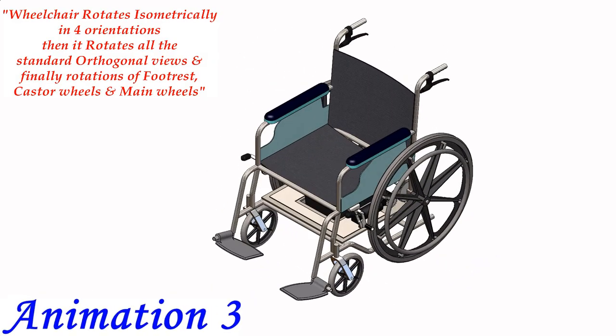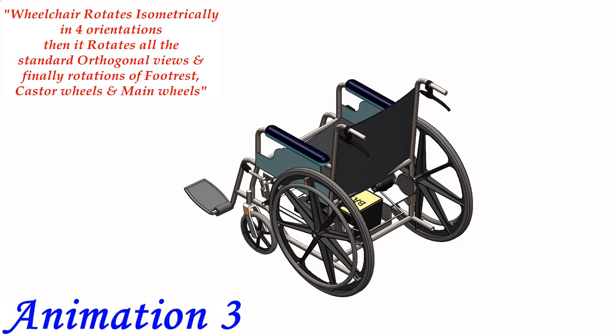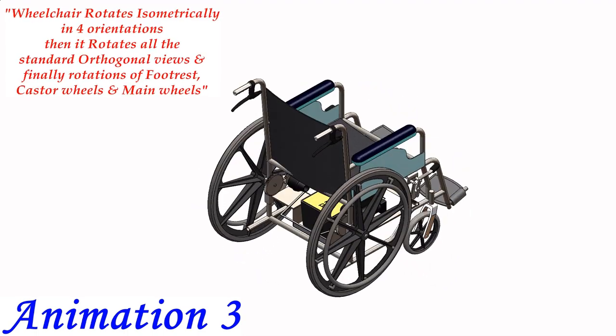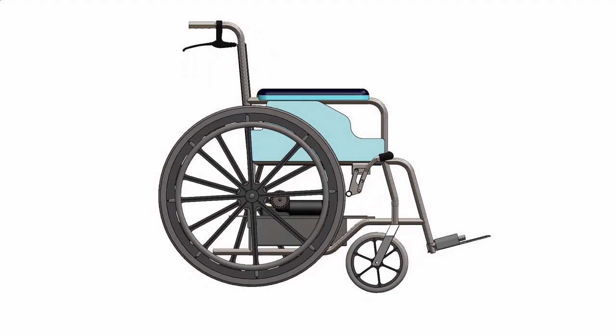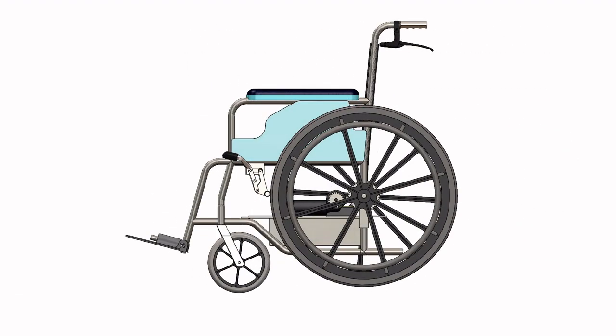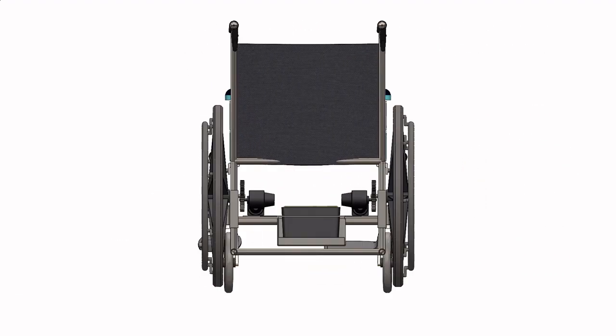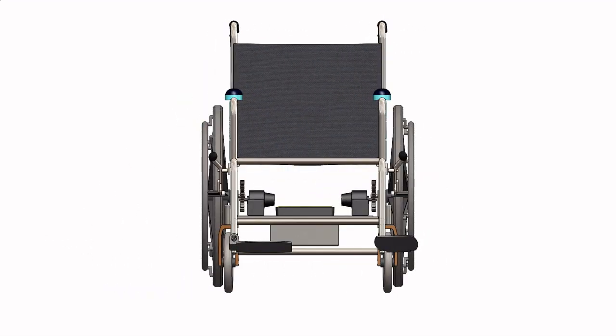Animation 3. Here the wheelchair rotates isometrically in 4 orientations and then it rotates to cover all the standard orthogonal views, and finally rotations of the footrest, caster wheels and the main wheels.